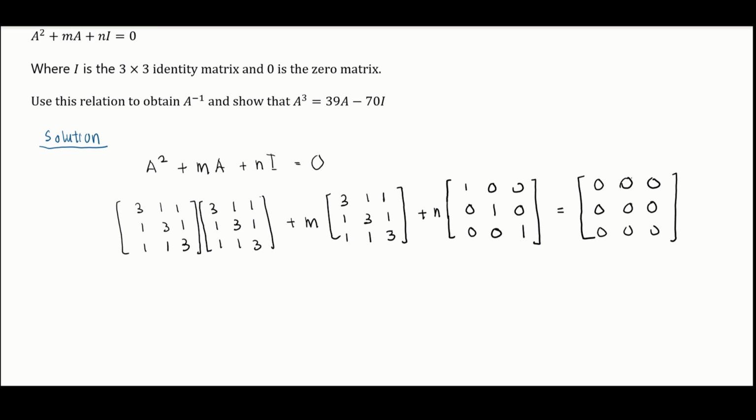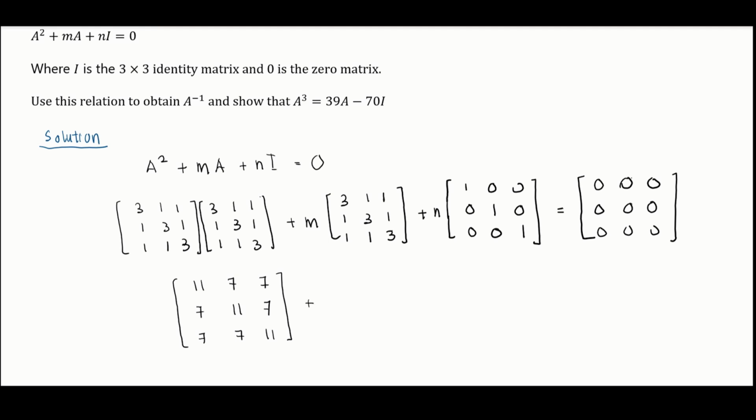So if we work through this equation, we should get the values of m and n. First we need to multiply A times A. We can do the multiplication for a 3 by 3 matrix, but I think everyone knows how to multiply, so I will just skip to the answer. If you multiply A times A, we get 11, 7, 7, 7, 11, 7, and then 7, 7, 11. That is A squared.